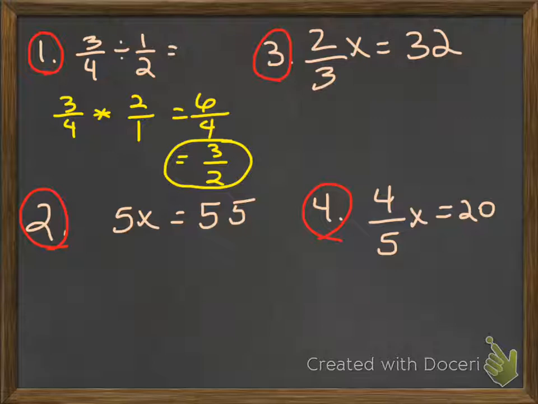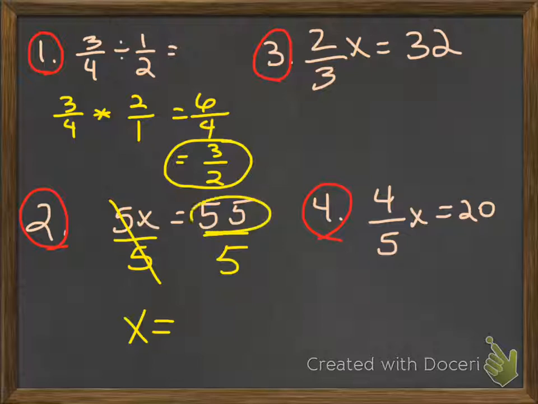And then we're going to also talk about number 2 here. When we're dividing, actually when we're multiplying a number times a variable, to undo that, or to get x by itself, we divide. And we divide by the 5 on both sides. So my 5 is going to reduce out there. I'm going to have an x here. And 55 divided by the 5 is 11.